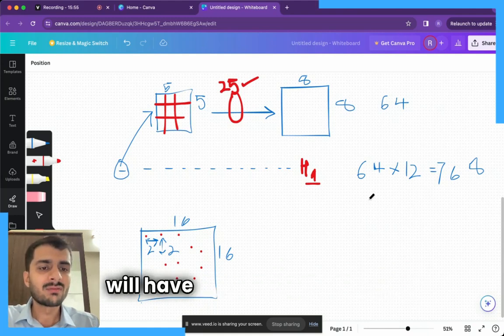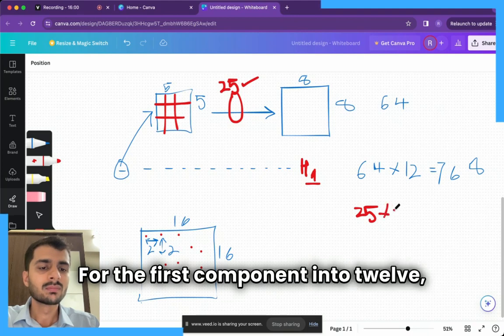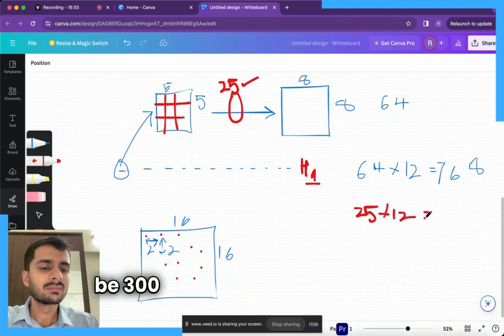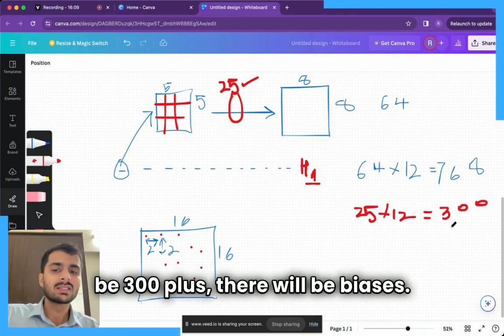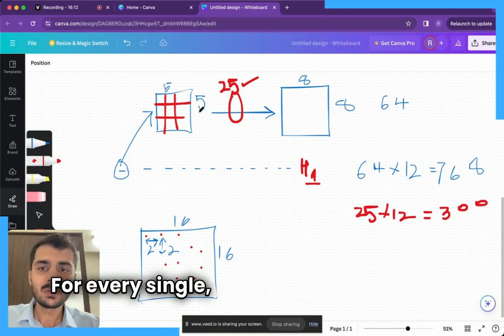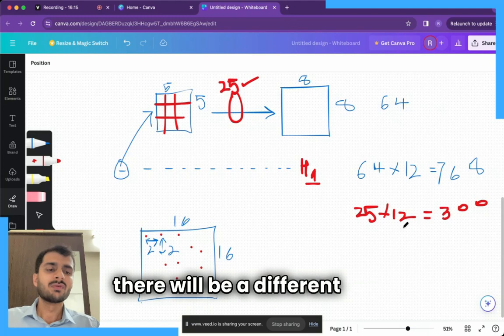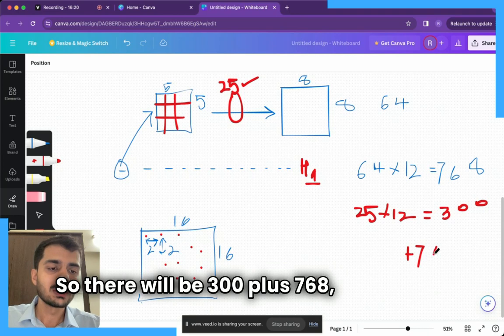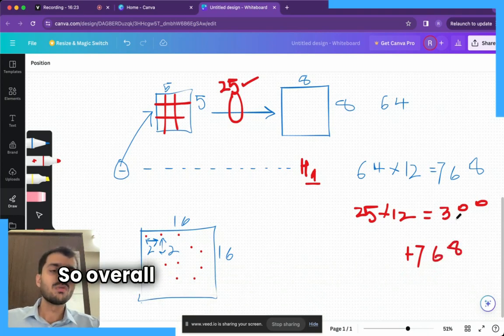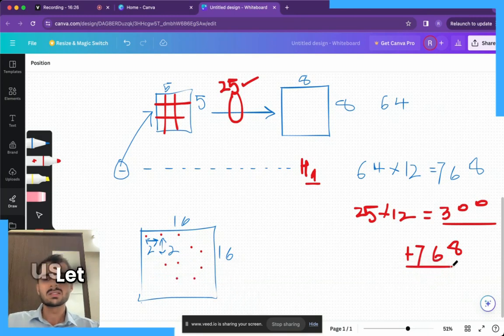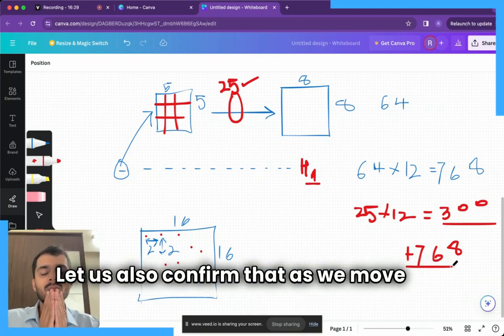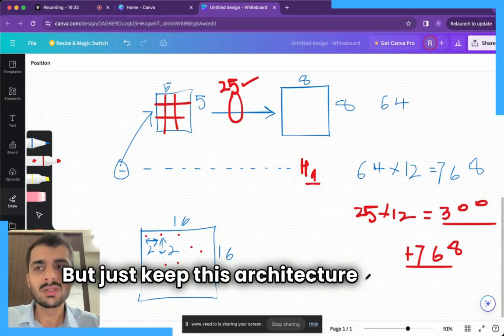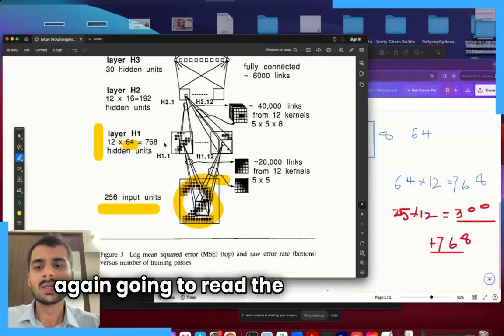So how many weights will we have totally over here? 25 for the first component into 12, which would be 300. Plus there will be biases for every single component. There will be a different bias, so every single unit will have a bias of its own. So there will be 300 plus 768 biases. So overall we have 300 weights and 768 biases. Let us also confirm that as we move into the paper, but just keep this architecture in mind. We are again going to read the section in detail.